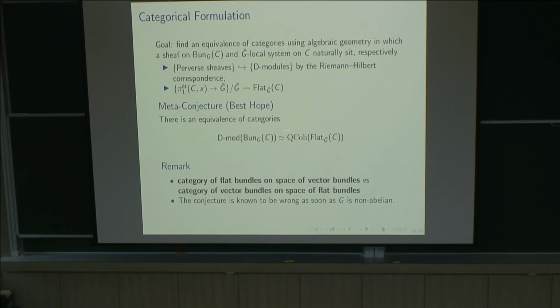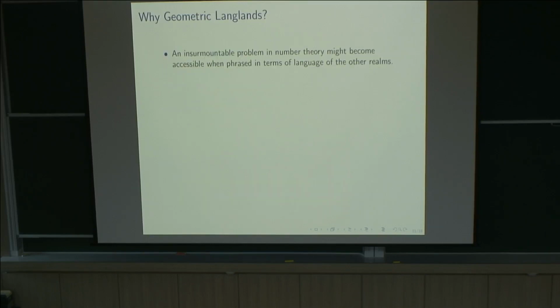But I would say that I said this is a meta conjecture, the best hope, and it turns out the best hope is not holding, which is to say that when G is non-abelian, it is known that the conjecture does not hold as is. You can make a kind of modification and so on, but I would point out that this is not true as is. Okay, so that's the end of the technical part, which you don't need to understand, but I just wanted to state.